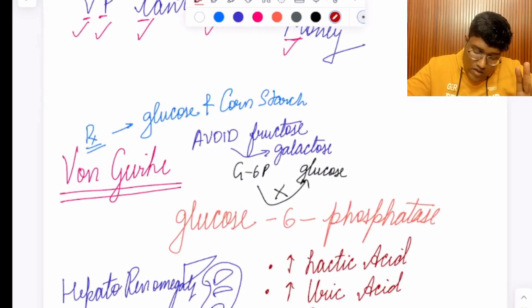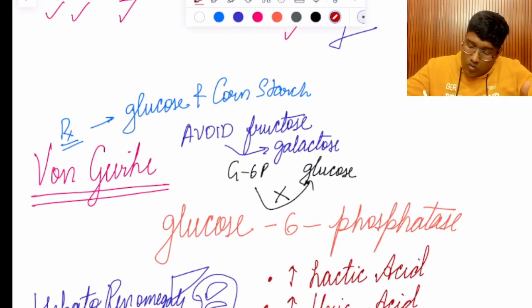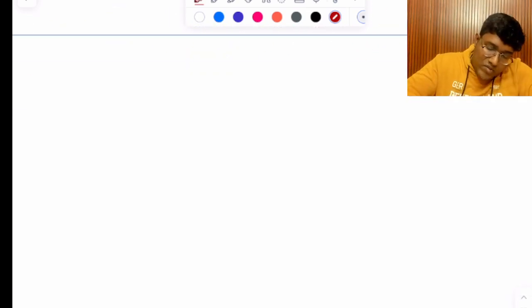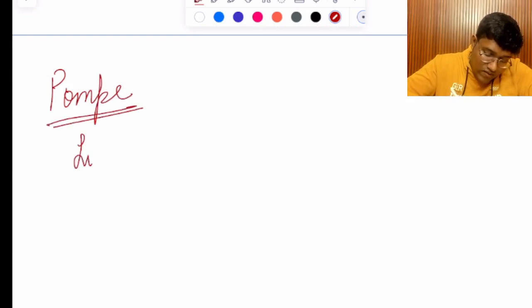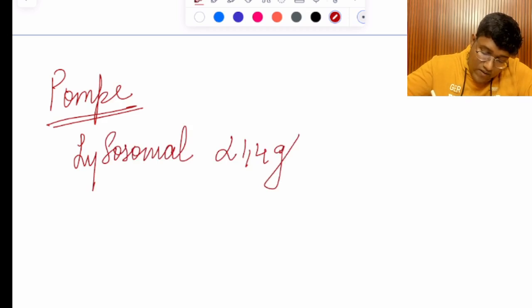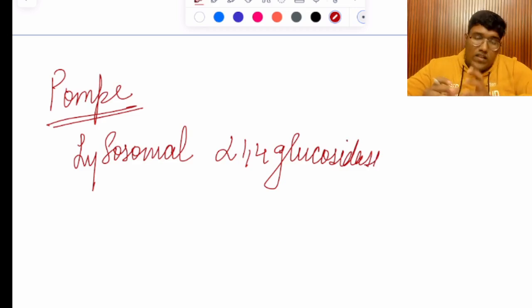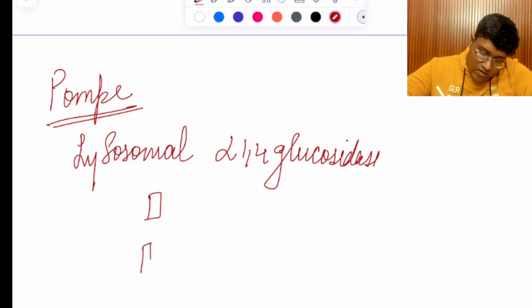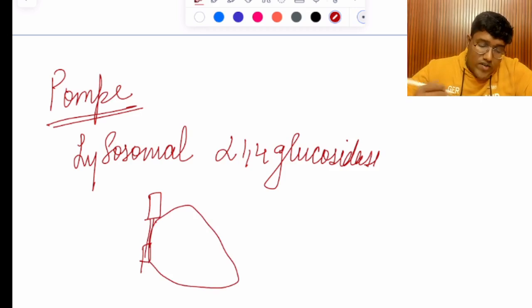So now we came to von Gierke's, right? Von Gierke's we completed, and when it comes to Pompe's, the enzyme lysosomal alpha 1,4 glucosidase is absent. So what's going to happen? Well, the fact about Pompe's is it has something to do with the heart. It's going to affect your heart, and that's kind of a concern for everybody, right? So for these people, it's always the muscles and the heart. Pompe's, something as pompous.